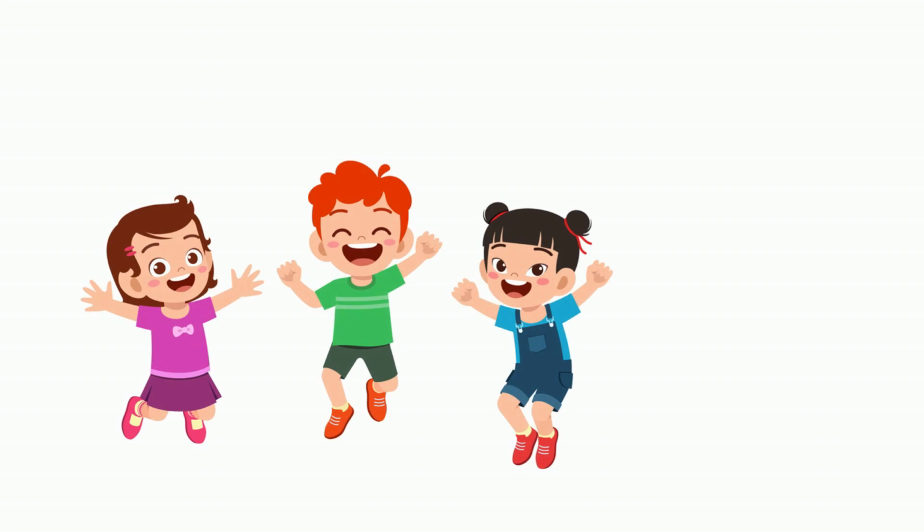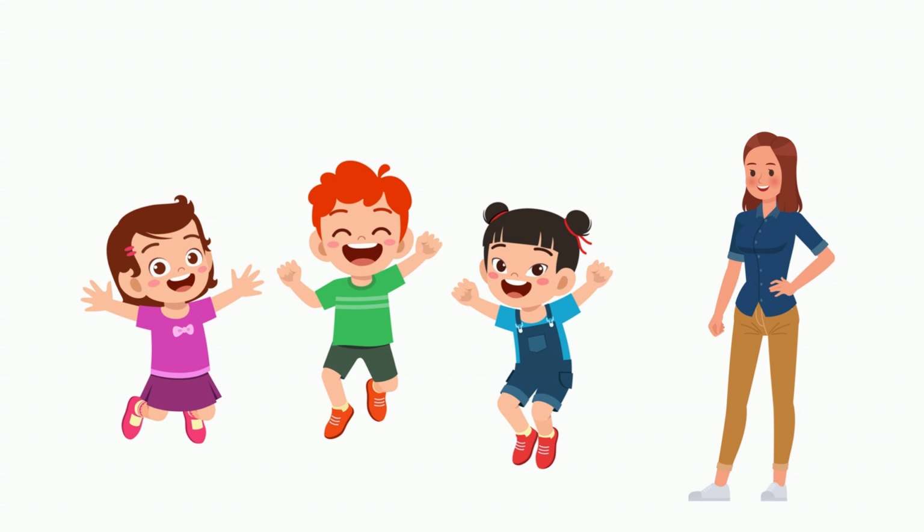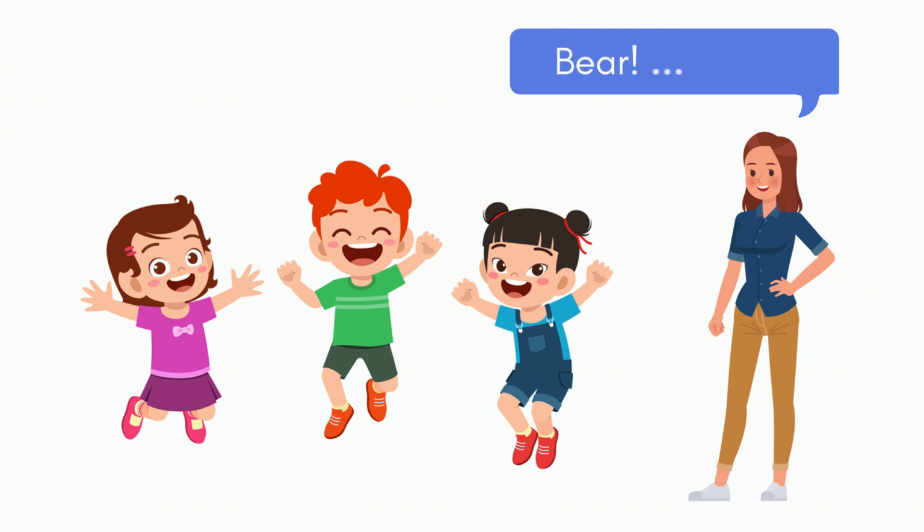Another alternative is to start calling out words from a category. When you call out a word that is not from that category, the children need to freeze. You might call out bear, rabbit, snake, cucumber. In this version, there is no need to also stop the music.